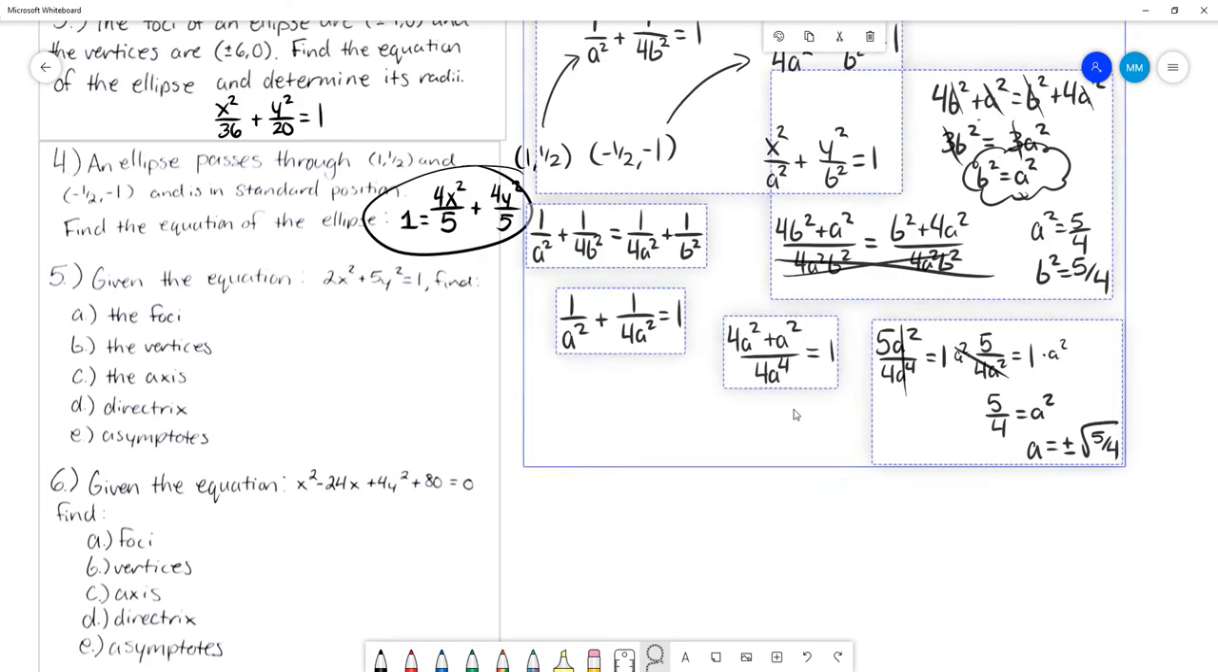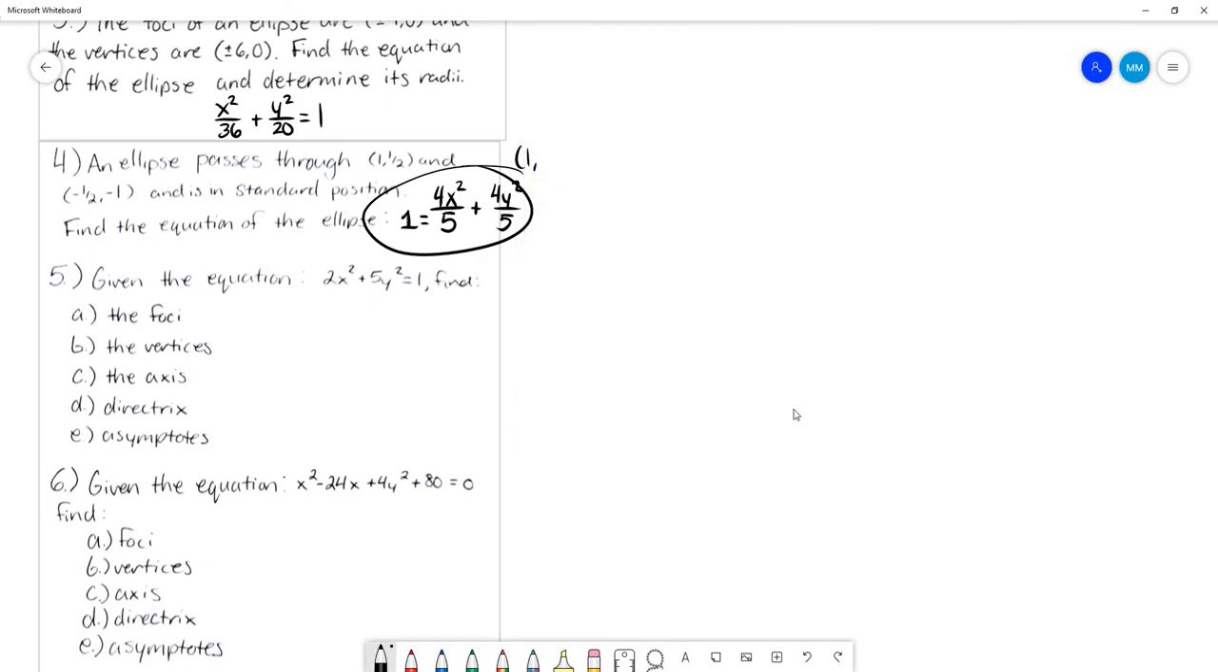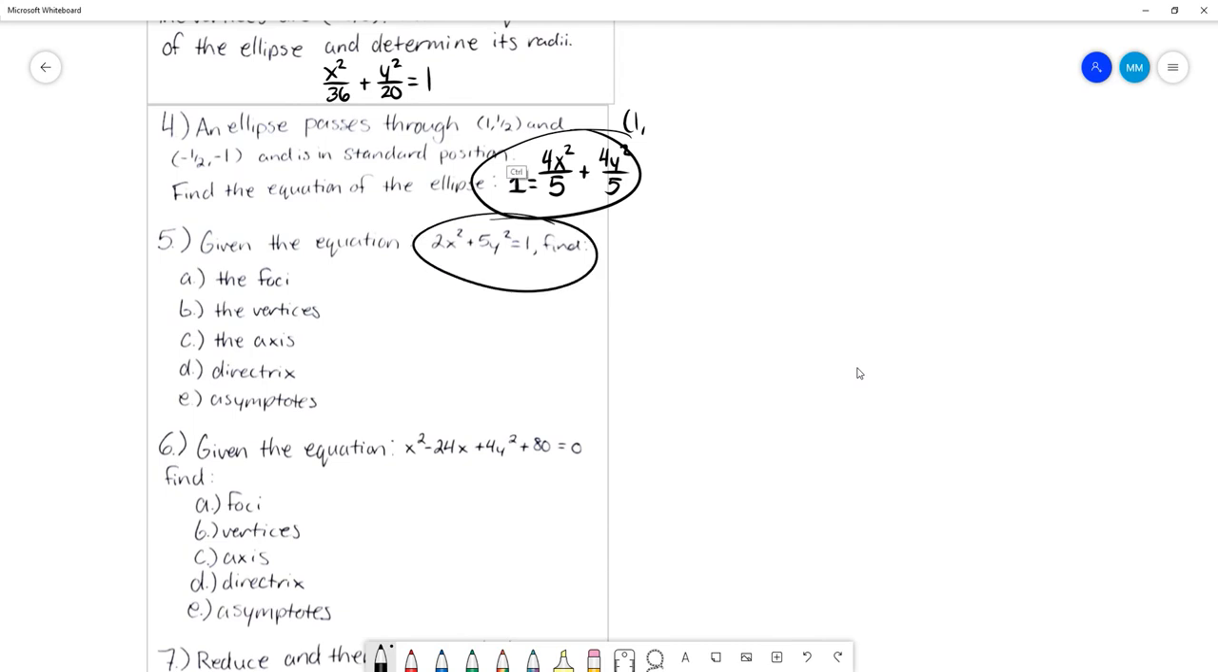Taking a look now at number 5, we're given this equation here, so it's 2x squared plus 5y squared equals 1. And first we have to figure out what type of conic section that is. So is it a parabola? Is it a hyperbola? Is it an ellipse? Looking at this, that looks like it's going to be an ellipse, because remember our equation for a parabola only had one of our terms squared, not both of them.